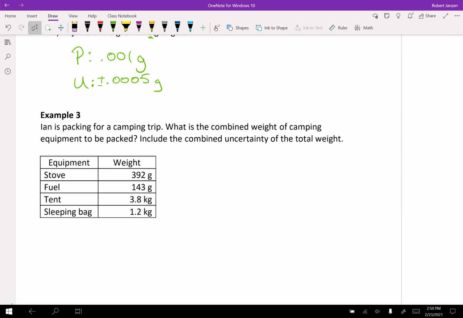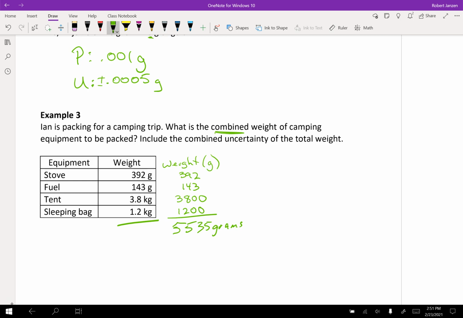Alright, so this is a little bit trickier one. Ian is packing for a camping trip. What is the combined weight of camping equipment to be packed? Well, let's add it up. If I combine the weight, if I add these all up, by the way, notice they're not all in grams, so we do need to change that first. Okay, so let's change the weight into grams before I can add them up. So this is still going to be 392, this is 143, but 3.8 kilograms is 3,800 grams, and 1.2 is 1,200. So now if I add this, I get 5,535 grams. That's the weight that this person is packing.